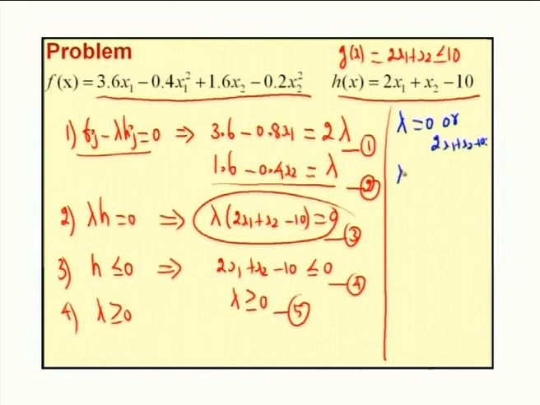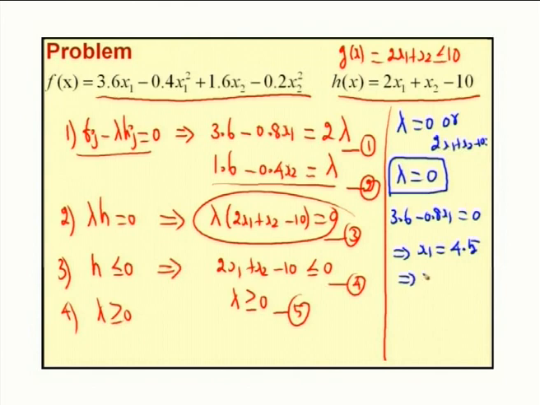Suppose we consider the case lambda equal to 0. If lambda equal to 0, then equations 1 and 2 become 3.6 minus 0.8 x1 equal to 0. From this we have x1 value equal to 4.5. Now, by substituting this x1 value in this equation, we have x2 equal to 4.